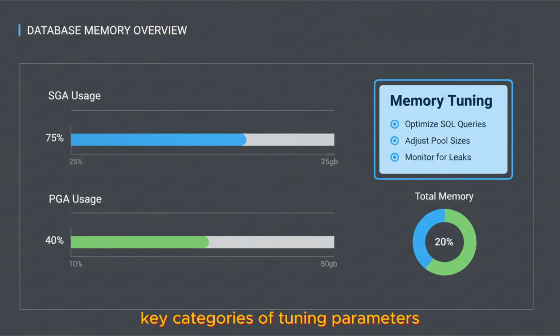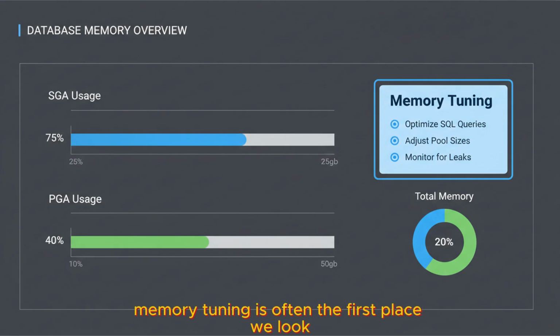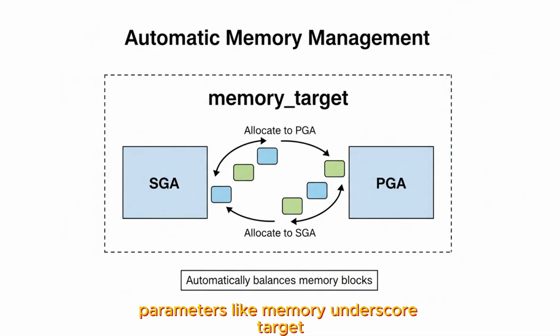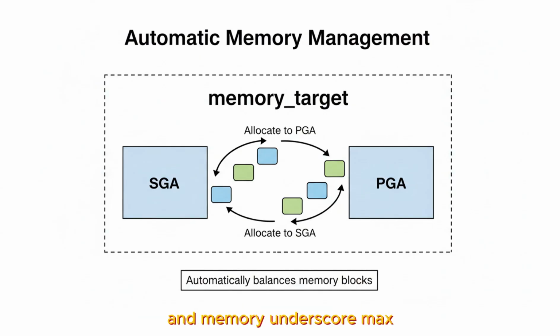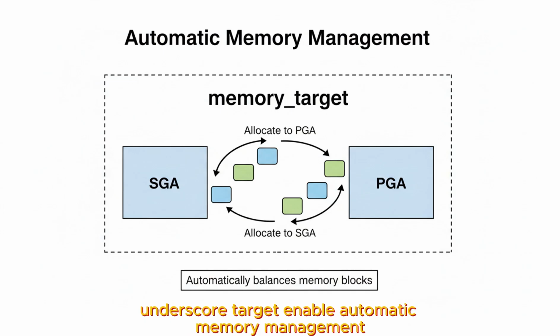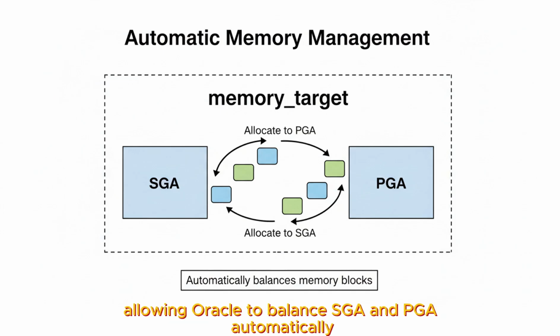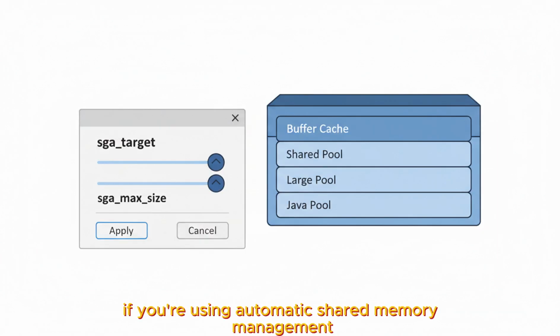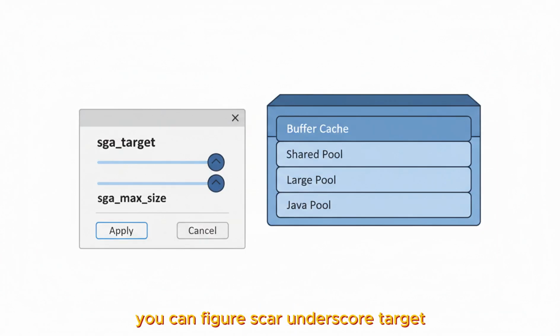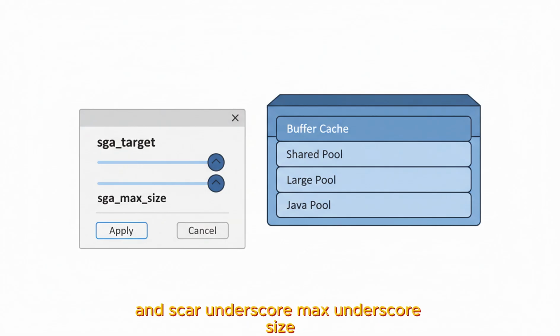Key categories of tuning parameters. Let's break them into practical groups. Memory parameters. Memory tuning is often the first place we look. Parameters like memory_target and memory_max_target enable automatic memory management, allowing Oracle to balance SGA and PGA automatically. If you're using automatic shared memory management, you configure SGA_target and SGA_max_size.